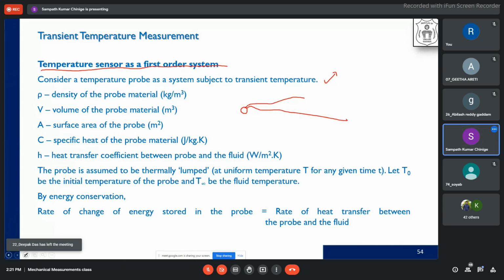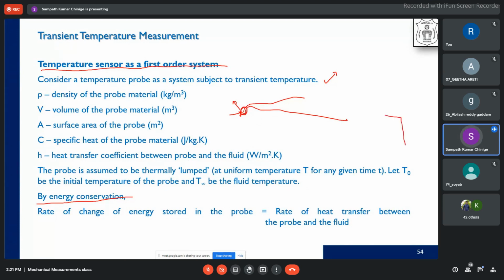So here what we are trying to do is use energy conservation. What does this energy conservation law say? The rate of change of energy stored in the probe is nothing but the rate of heat transfer coming in and the heat transfer going out, which is the energy stored within this probe, correct?